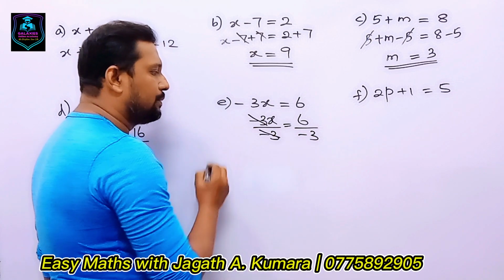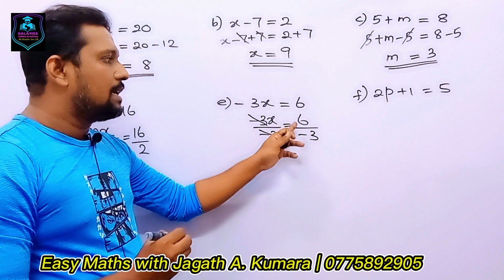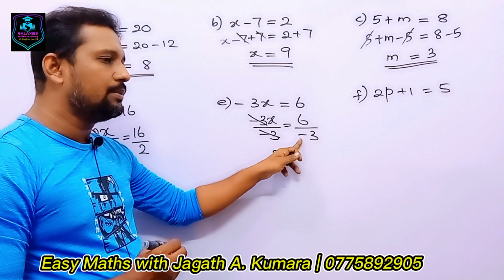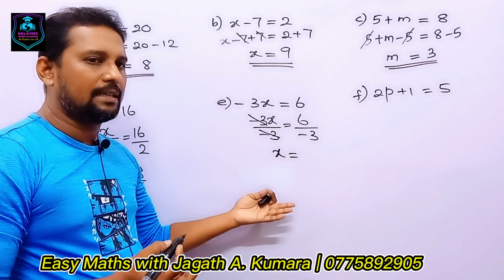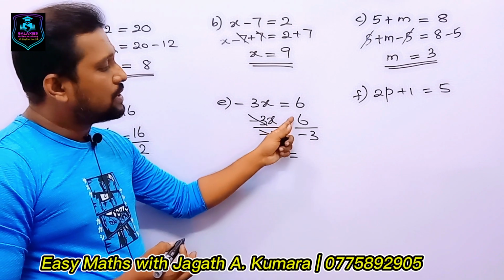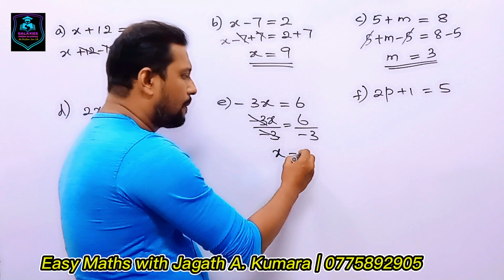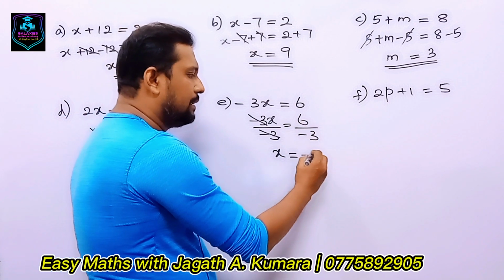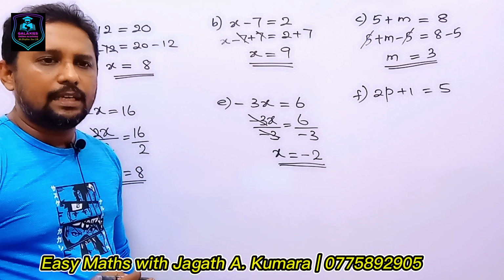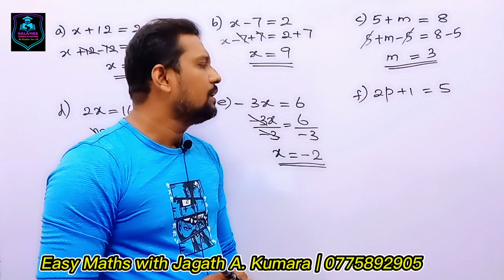Negative 3 and negative 3 cancel on this side. So x remains. And on this side, look, positive divided by negative. Now you know the directed numbers knowledge you have. So positive divided by negative, the sign is negative. 6 divided by 3 is 2. So what is the answer? X equals negative 2. Right? X equals negative 2.